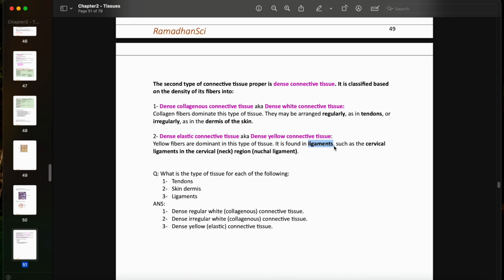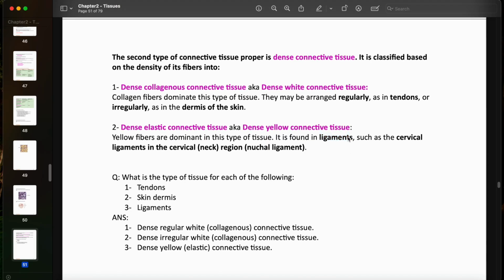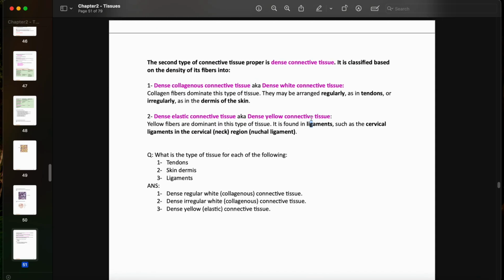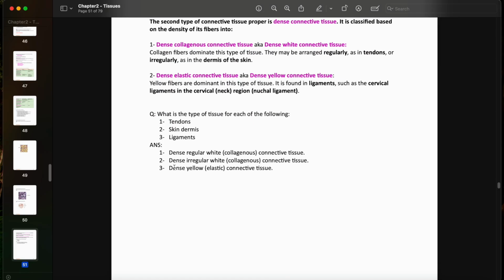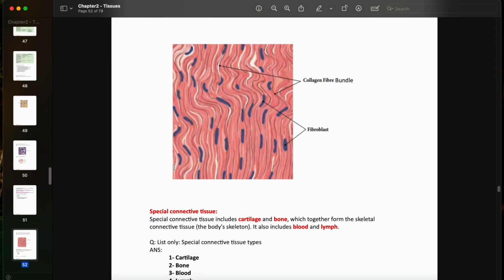Just a quick note, what is a ligament? If you don't know what is a ligament or what is a tendon: a tendon is the structure connecting the muscle to the bone, and a ligament is the structure connecting a bone to a bone. That's the difference, okay? You need to pay attention so you don't mess this up. And of course, drawing questions are very possible.